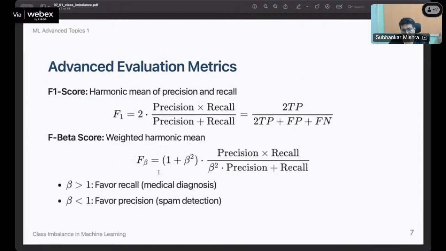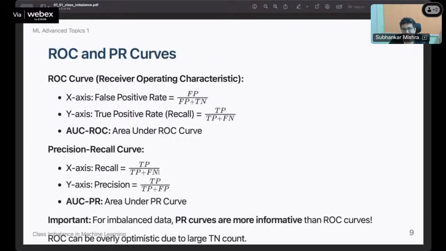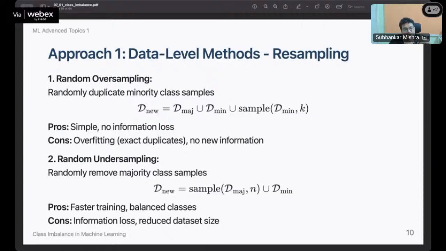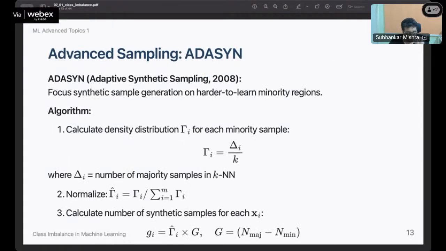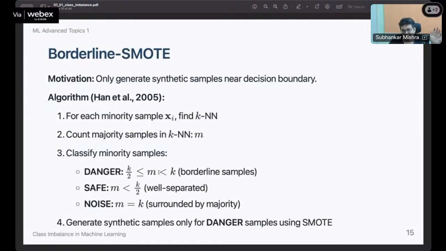Accuracy is not working, so F1 score, MCC, then ROC AUC, precision recall curve. Then we looked at how we can manage class imbalance. One of the methods is data level methods. The other one is algorithm level methods. And we looked at a variety of smart techniques to attack it from the data point of view.